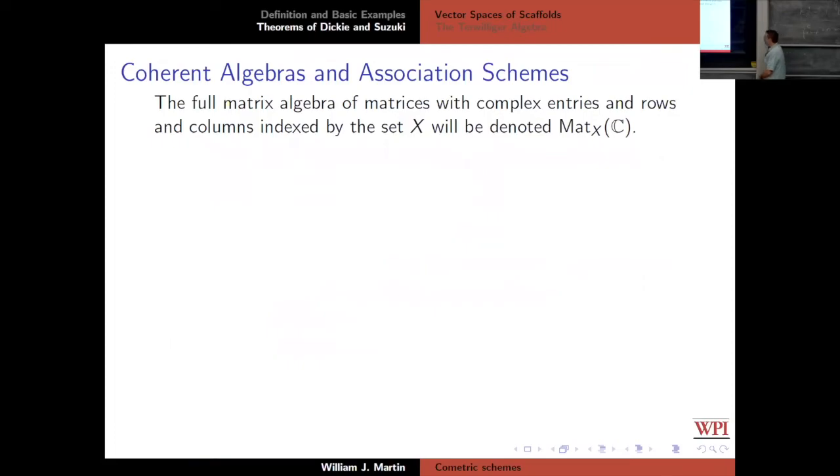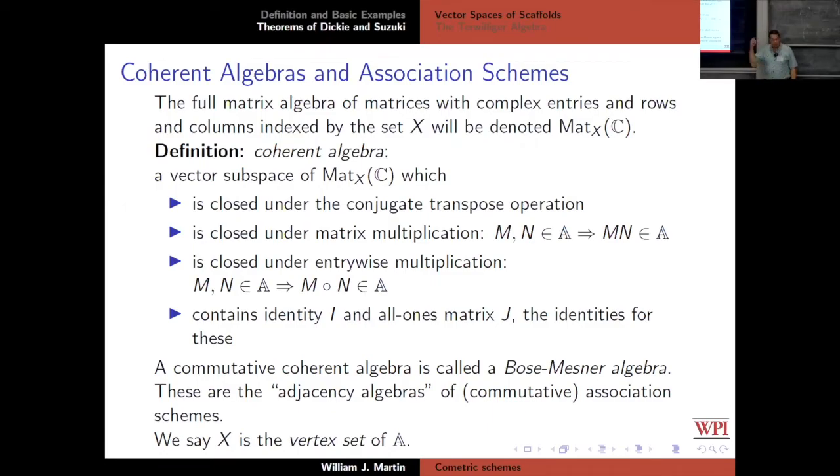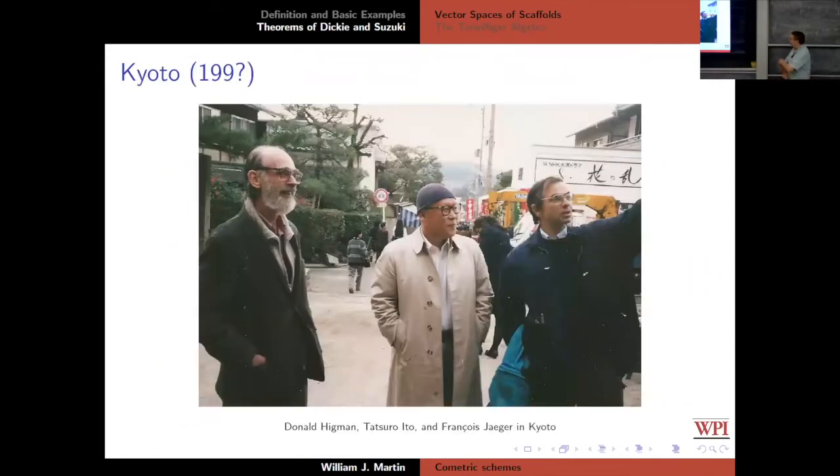It's a coherent algebra. So the algebra of all matrices with complex entries, rows and columns indexed by X, I'm going to call that Mat_X(C). And a coherent algebra is a vector subspace which is closed under conjugate transpose, closed under matrix multiplication, closed under entry-wise multiplication, and contains the identity for each of those multiplications. You see very quickly that this is the natural thing to assume for the vector space of edge weights. Okay? So if that coherent algebra or cellular algebra is commutative, then it's called a Bose-Mesner algebra.